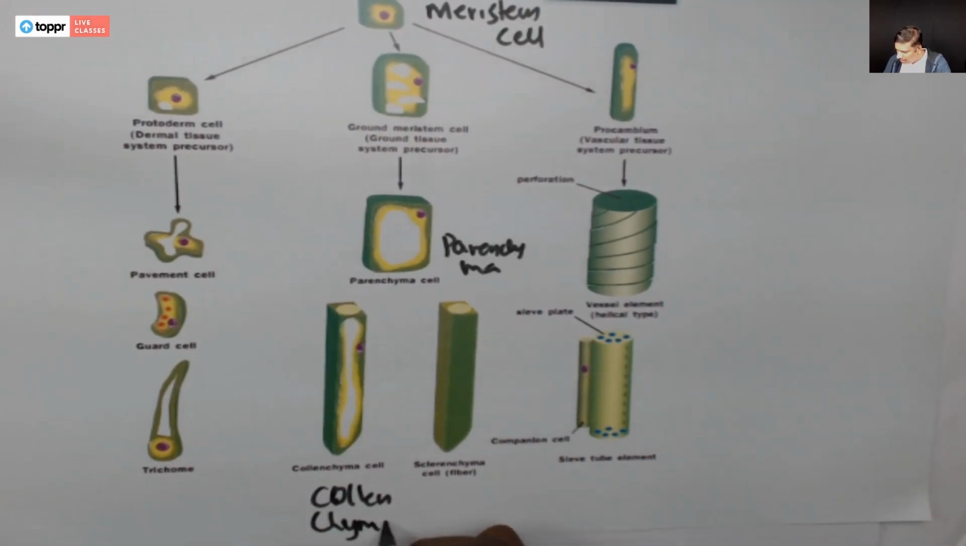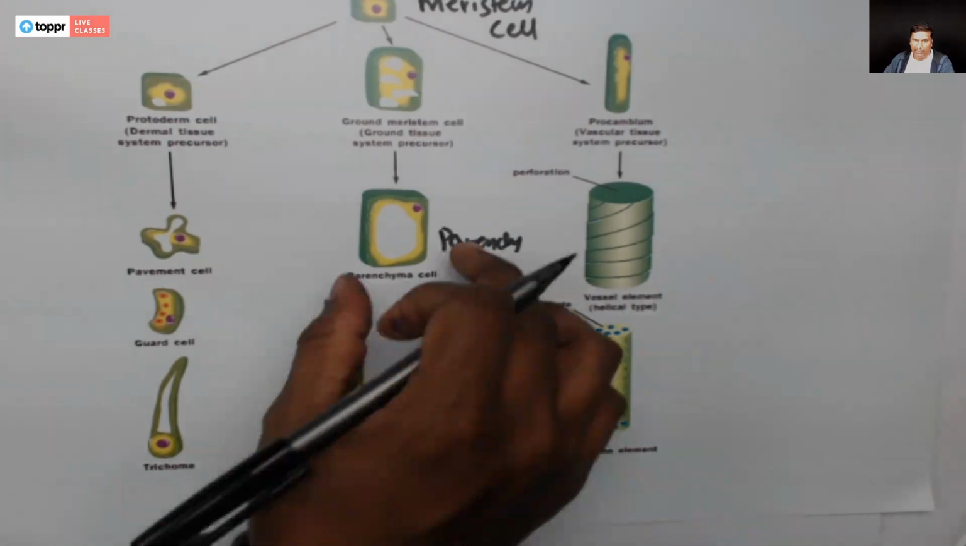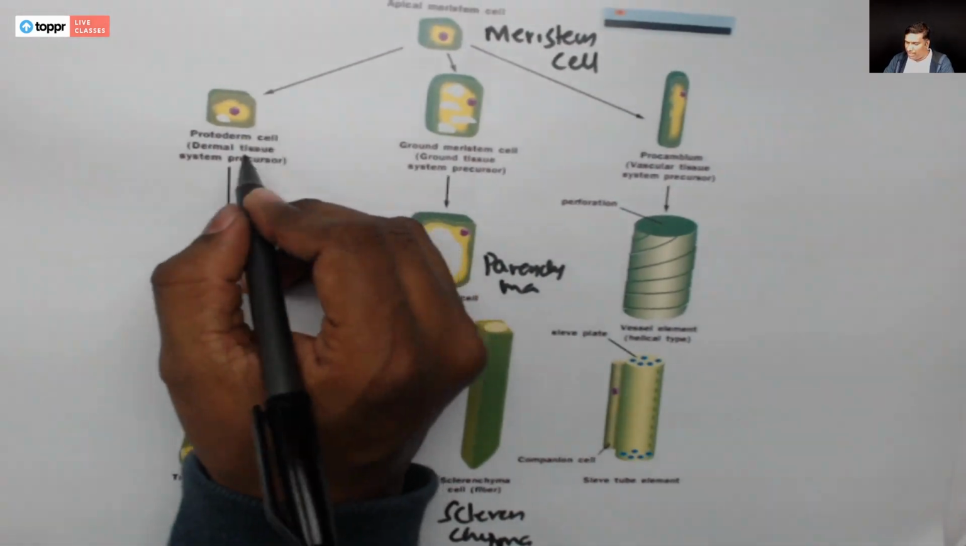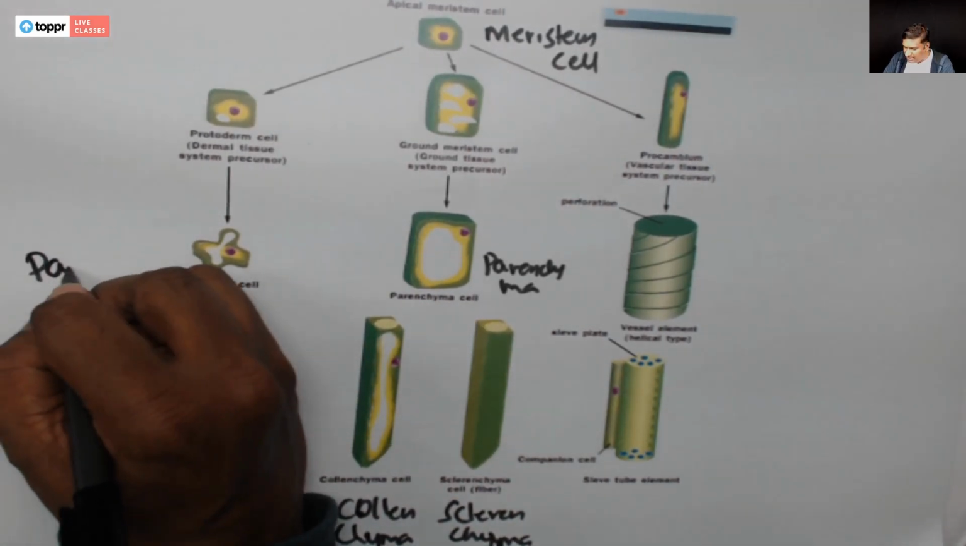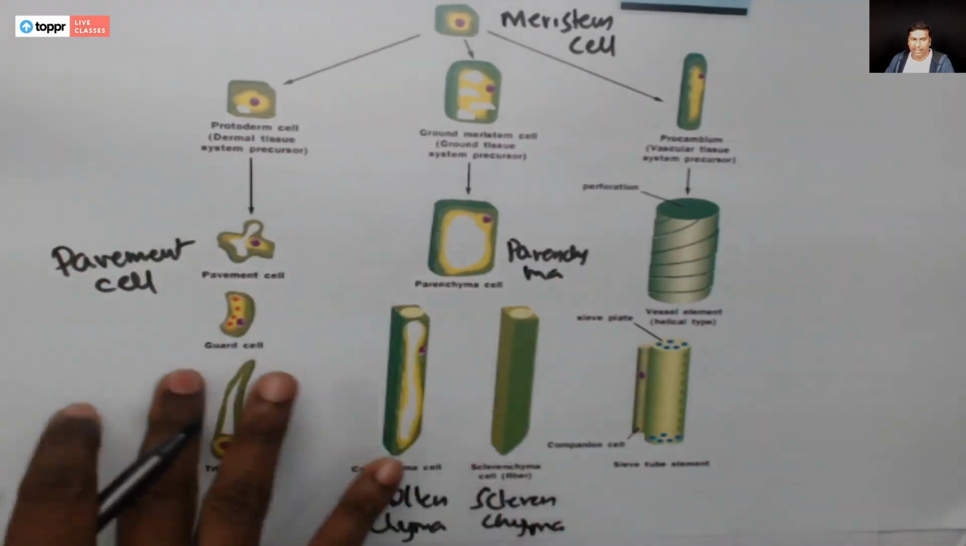Collenchyma and the sclerenchyma. All the three you're getting from the ground meristem cell. Okay, now what are we getting from the protoderm cell? From the protoderm cell you're getting the pavement cell, okay, which is also present in the outer layer itself.